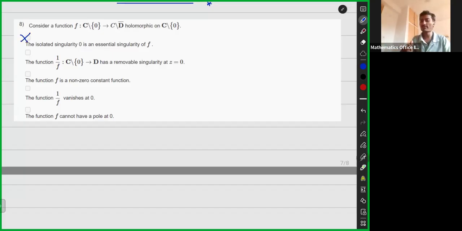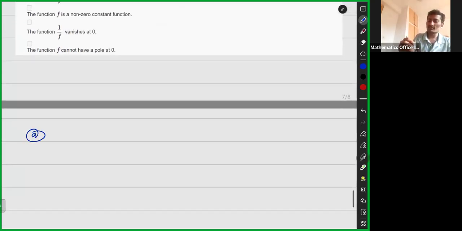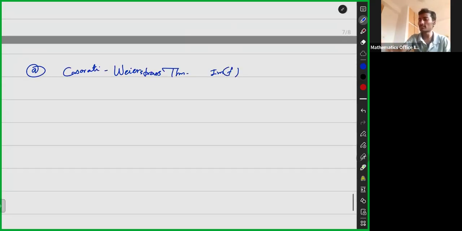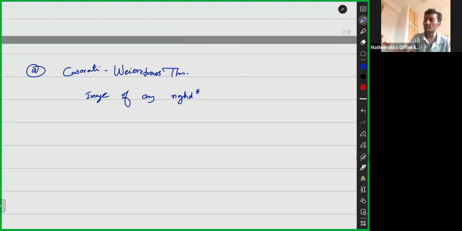This is wrong. This is what I was explaining. Why? So first the A part, I explained this way that the Casorati-Weierstrass theorem says that the image of f of any neighborhood star, I'm writing, means deleted neighborhood, minus zero is missing there, any neighborhood is dense in C. This is the theorem, the Casorati-Weierstrass theorem.